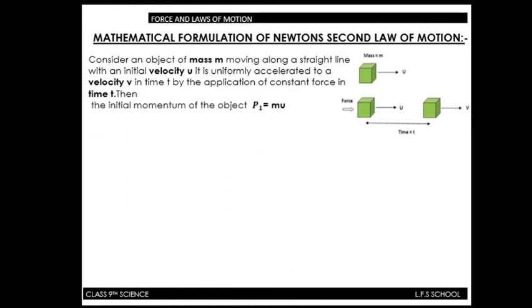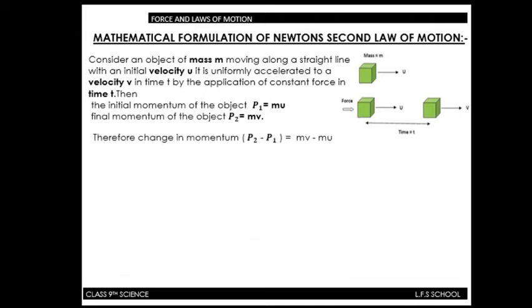The initial momentum of the object, that is P1 equals m into u, that is mu. Final momentum of the object P2 equals m into v. Change in momentum will be P2 minus P1, which will be mv minus mu. Next, what happens here? m is common, so m(v minus u). Rate of change of momentum. Rate is related to what? Time. So m(v minus u) upon t.